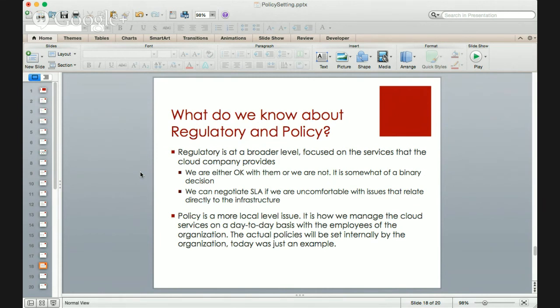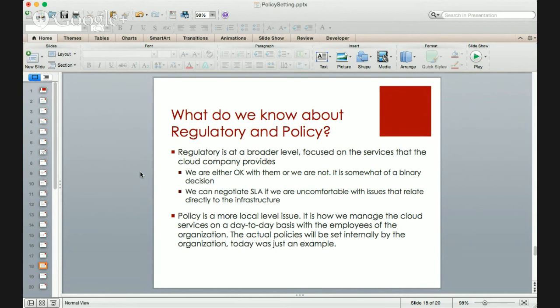So, with Amazon, again, we had PCI compliance, HIPAA compliance, FERPA compliance, FedRAMP compliance. We need to just believe that that assurance program has been passed by Amazon to be compliant. The question then becomes whether or not we as a client are compliant as well, because we don't just push the entire regulatory issue onto the cloud infrastructure. We can negotiate on the service level agreement, this SLA, if we're uncomfortable with issues that relate directly to infrastructure.